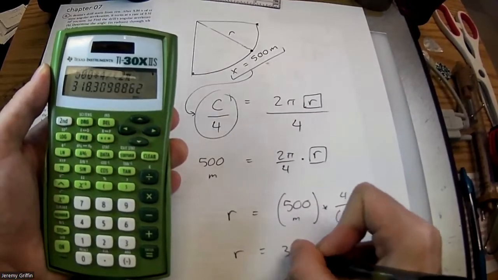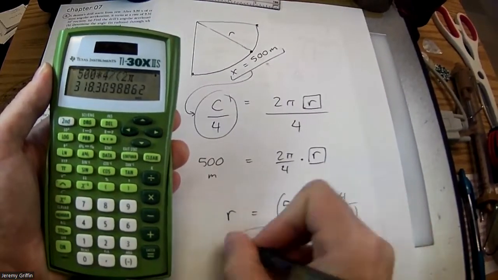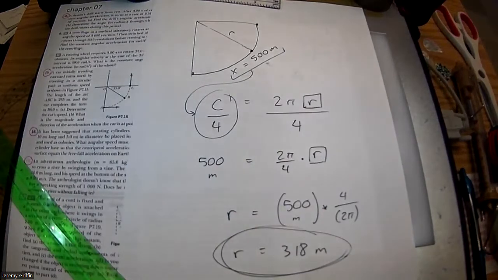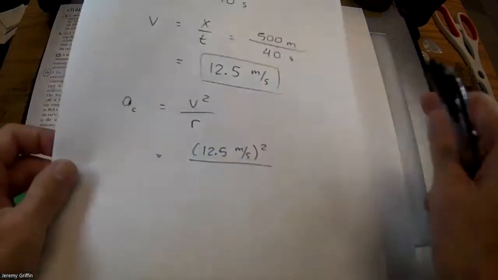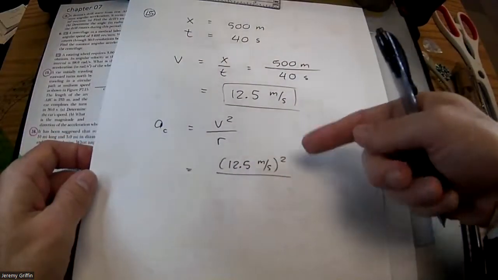Okay, I'm looking at 318 meters. That's just my notes numbers. That doesn't align with the textbook. That's just my notes. Okay, so now I know the radius of curvature. Now that I know the radius of curvature, I can go back and complete this, which is set up to start.